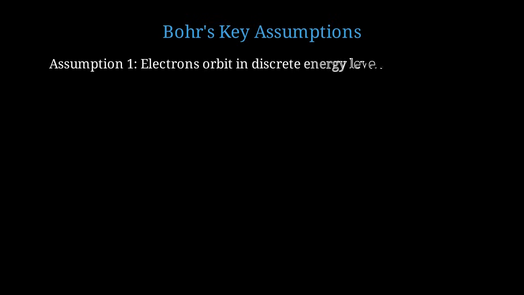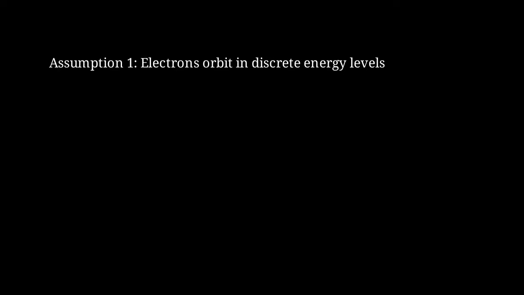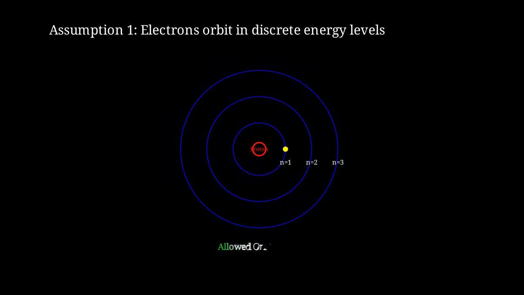Bohr made several radical assumptions that contradicted classical physics, but matched experimental reality. First, he proposed that electrons don't orbit at any arbitrary distance from the nucleus. Instead, they can only occupy certain special orbits with specific quantized energies. The electron can be in orbit n equals 1, or orbit n equals 2, or orbit n equals 3, but it cannot be anywhere in between. These allowed orbits are labeled by the integer n, called the principal quantum number.